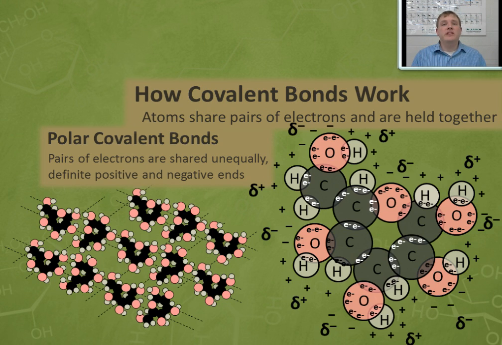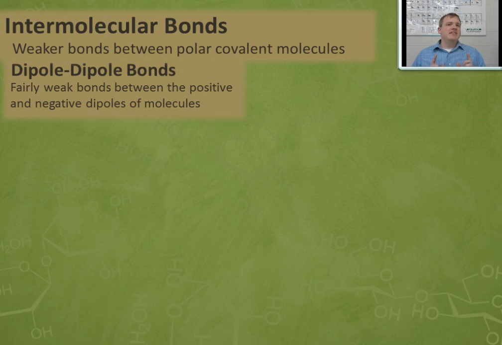All right, let's quickly talk about those bonds in just a little bit more depth. There's a very technical name for those weaker bonds that form between polar covalent substances. They're called intermolecular bonds because they are weaker bonds that hold molecules to other molecules. That's what inter means. It means between, and we're talking about between molecules, not between the atoms within the molecule. Those are different bonds, those covalent bonds that are really, really strong.